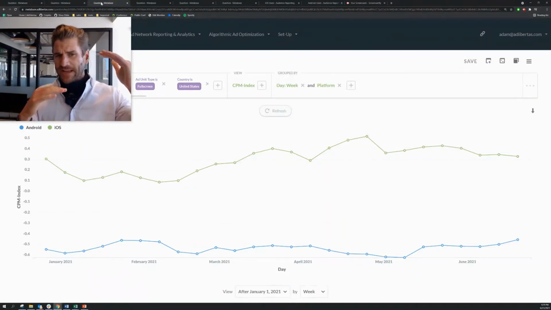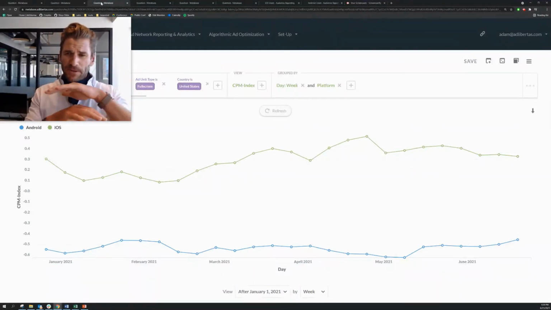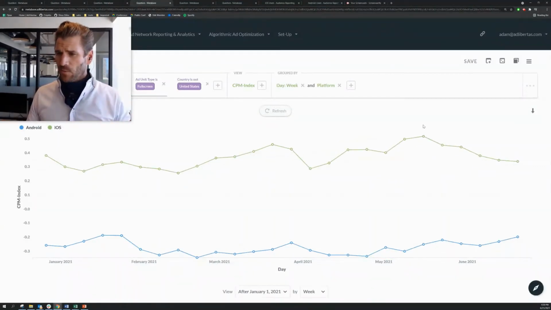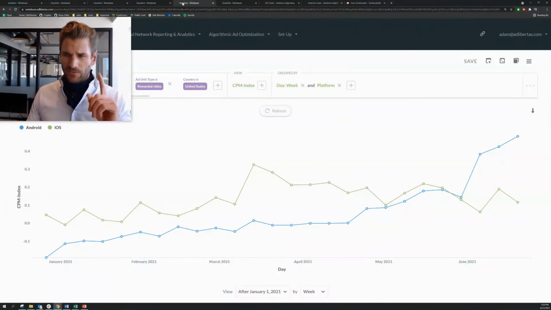But interestingly, the full screen ads, and this one is US full screen ads, is pretty flat. Now there's a big spread here. Again, these are index CPMs, so not the actual CPMs. There's a pretty big spread between them, and they're largely flat. We see the same both in the US and not in the US, where the iOS banners are relatively flat.